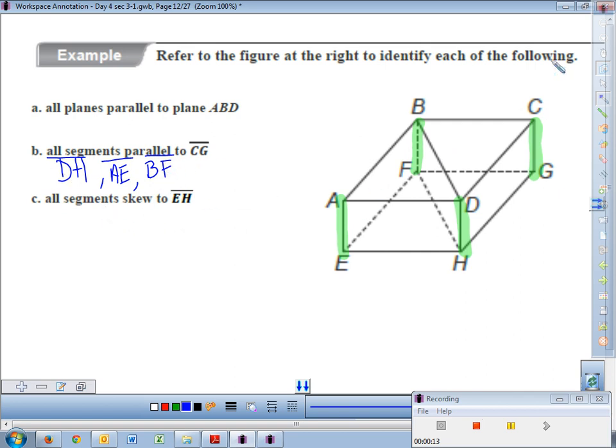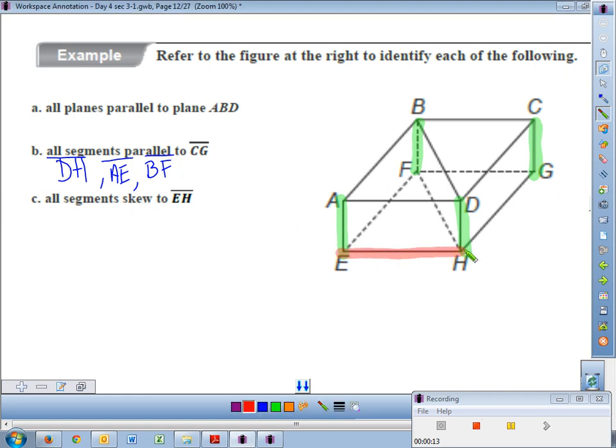Then all segments skew to segment EH. Grab a different colored highlighter. And you're like, oh, here's segment EH. I want all the segments that are skewed to it. So you've got some choices of how you could figure this out. You could find all the ones that are skewed, just like the question asked, or you can figure out all the ones that don't work. And you can say right now that this guy isn't skewed to it because it touches it. This guy isn't skewed to it because it touches it.